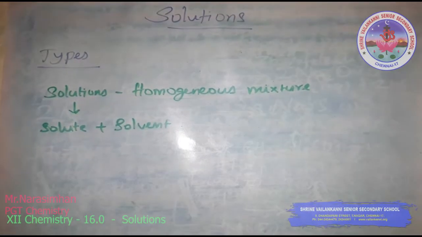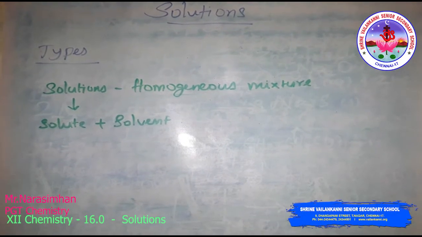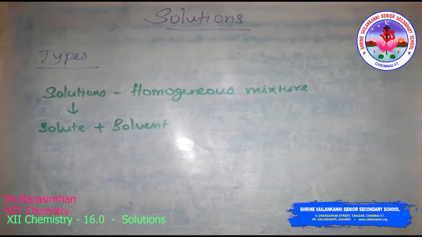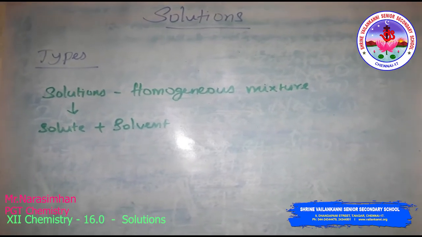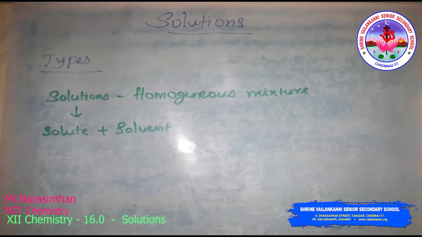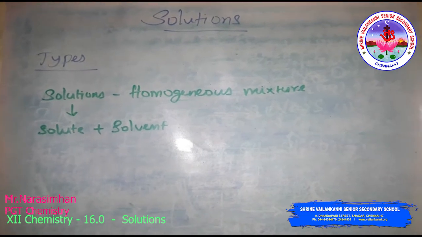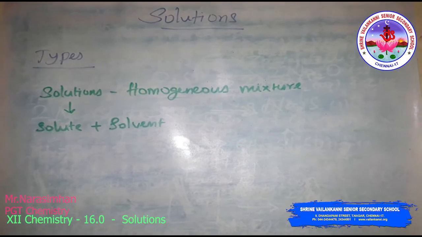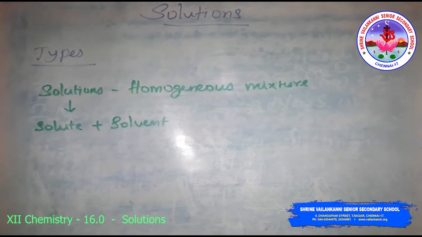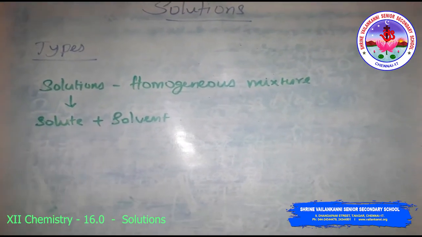Solutions, the next chapter. Here are the types of solution. First you must know what a solution is. You already studied it in classes 9 and 10. A solution is a homogeneous mixture of two or more substances. A solution contains solute plus solvent.